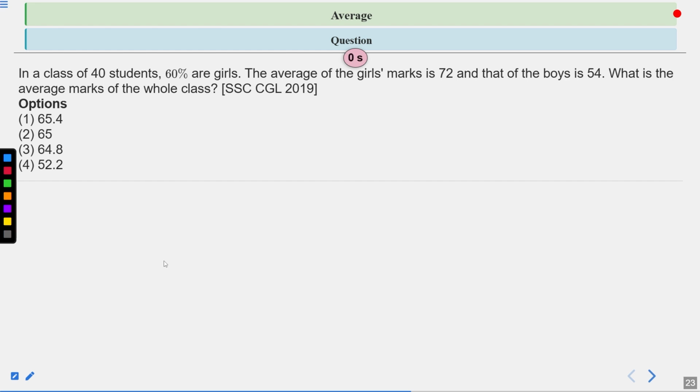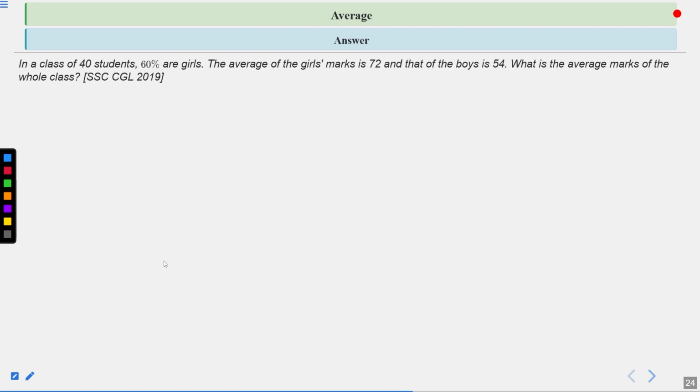Now time's up. Let's see the solution of this question. So the question says that in a class of 40 students, 60% are girls. It means 24 girls in the class. So if 24 are the girls, we can calculate how many boys there will be.